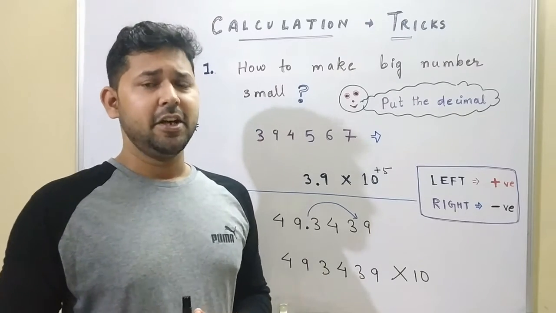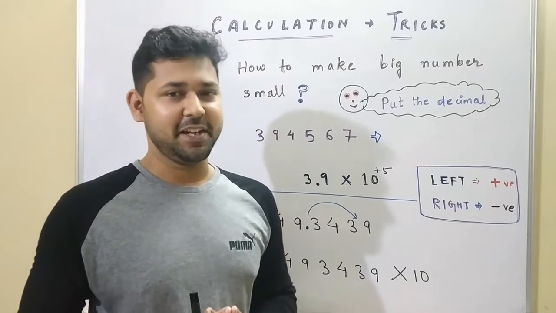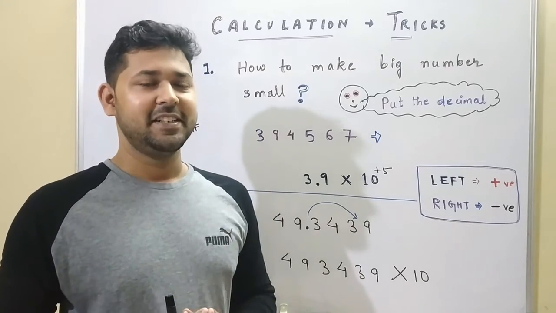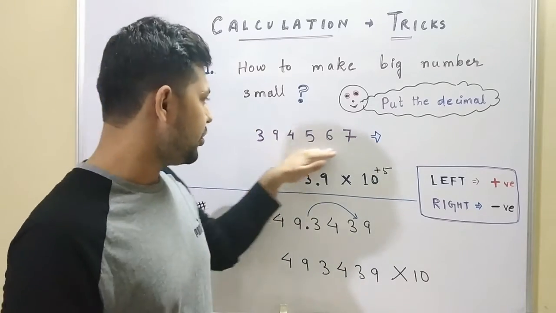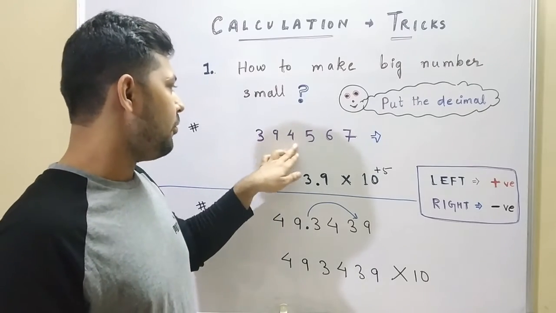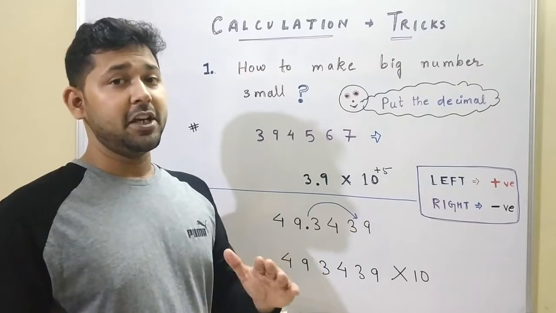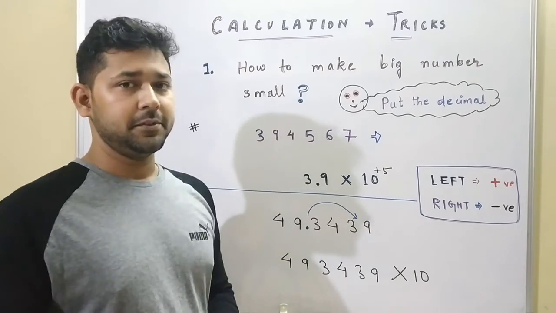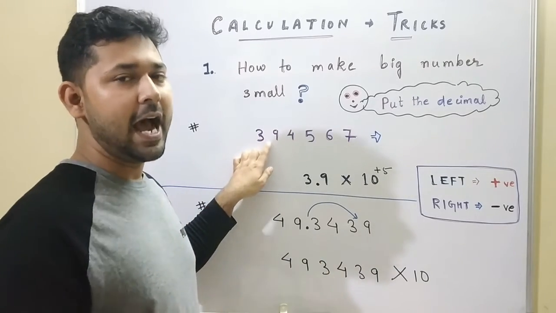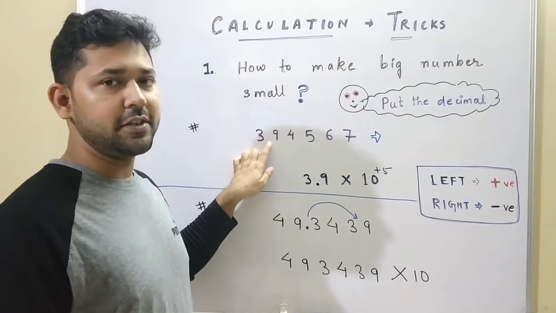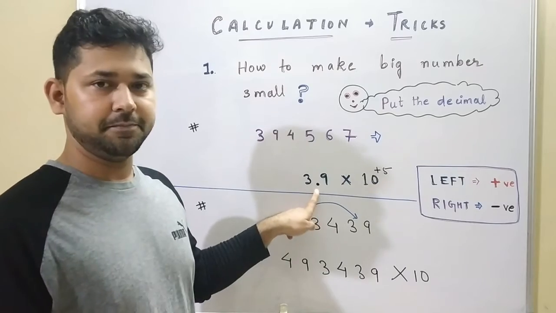Especially if you're a student, you are always shy and afraid of big numbers. You always look to run away, but no more. So let's start. Here we have this huge number, 394567. It's a big number. Now I want you to have a smaller representation of this number. What I'm going to do is place the decimal just after the first digit. I am repeating, just after the first digit, I have to put the decimal. So here I'm putting this decimal.